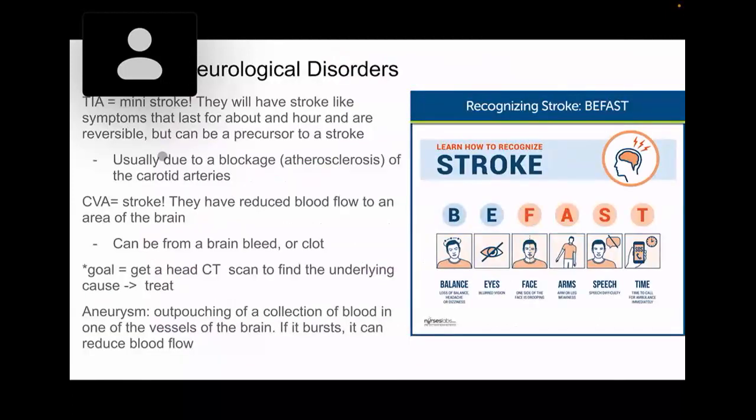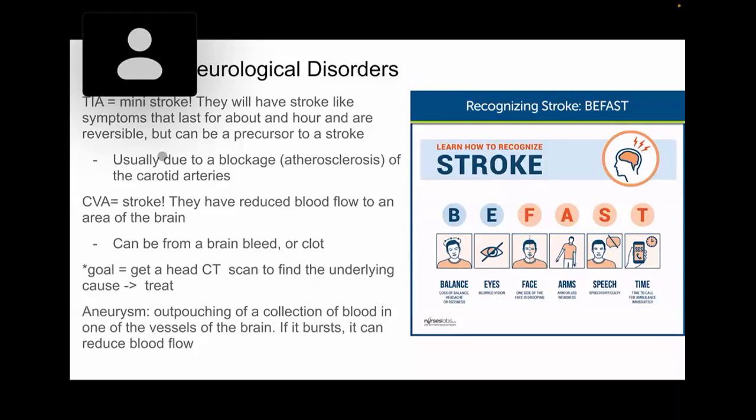All right, now we get to talk about stroke and more of our vascular neurological disorders. So when we talk about TIA, transient ischemic attack, this is temporary and reversible, usually due to atherosclerosis of the coronary artery, the carotid arteries. Remember, the coronary arteries supply blood flow to the heart, and they can contribute to a myocardial infarction. A TIA essentially is the same thing, but now we're talking about the brain.